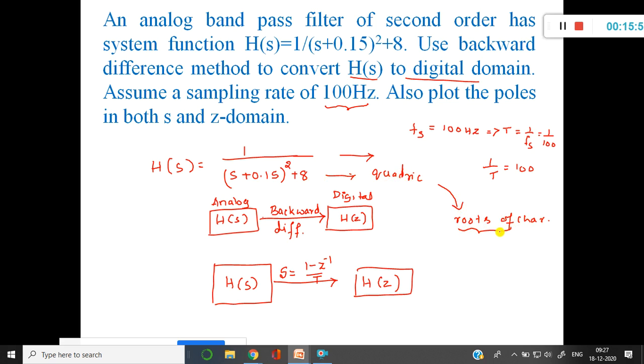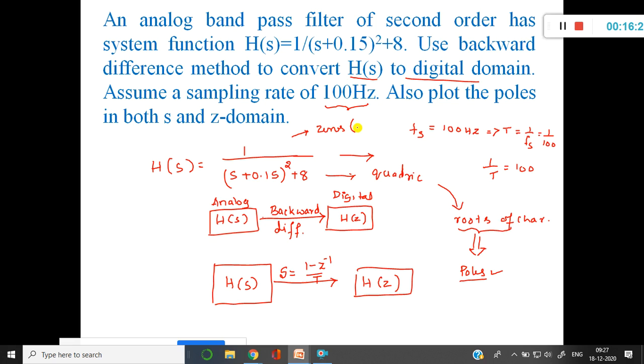So what is the meaning of these roots? Roots are nothing but what? Poles, right? Poles. If it were in the numerator, then I would have called these zeros. Since I am solving the quadratic equation of the denominator, I call these poles.